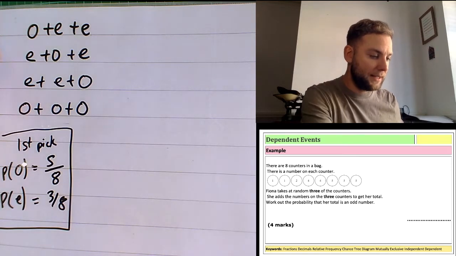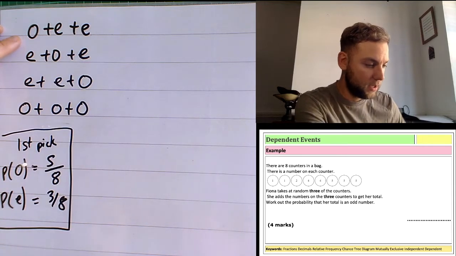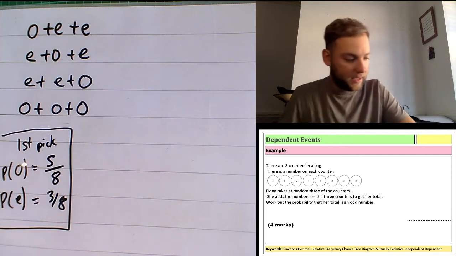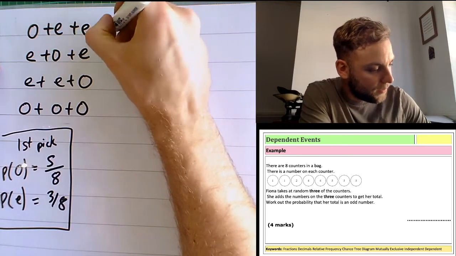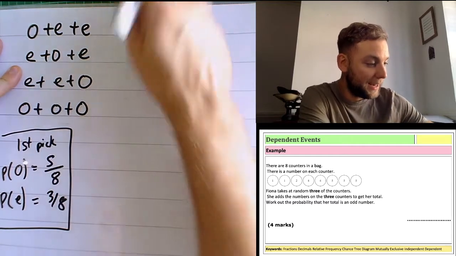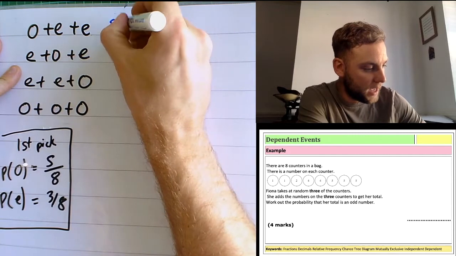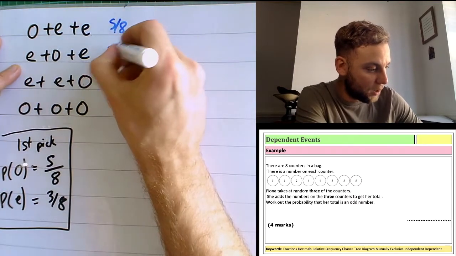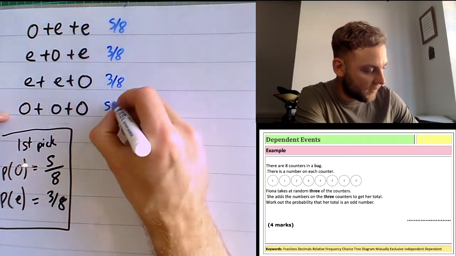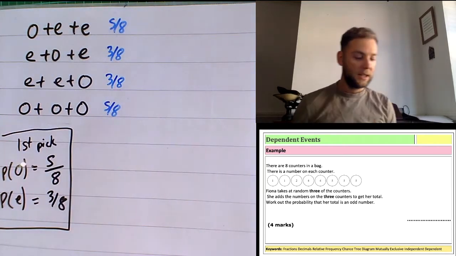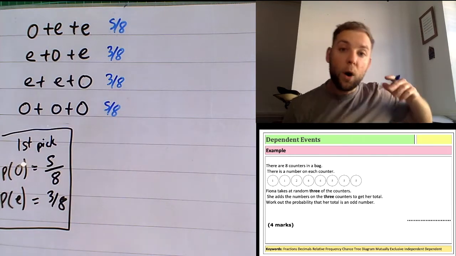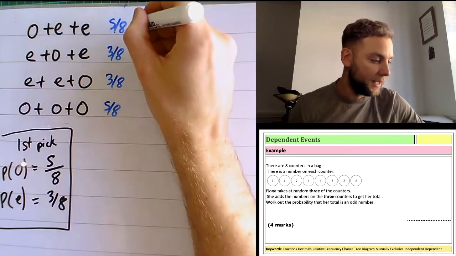So, what's the probability of picking an odd number on my first pick? Well, we've already worked this out, it is equal to 5 out of 8. What's the probability of picking an even number on my first pick? This one here is going to be equal to the 3 out of 8, which we've already worked out. First pick even, 3 out of 8. First pick odd is 5 out of 8. Now, the next question is, if I've picked an odd number, what's then the probability that my next number is going to be even?